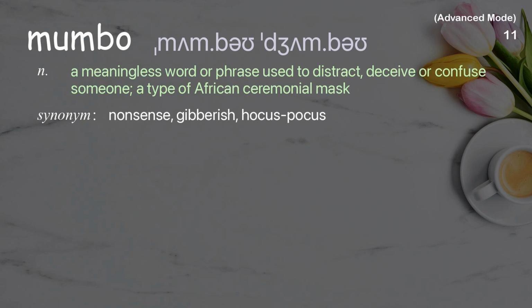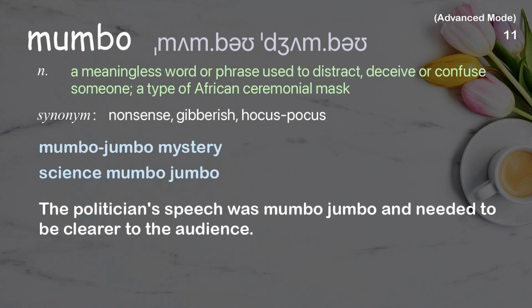Mumbo. A meaningless word or phrase used to distract, deceive or confuse someone, a type of African ceremonial mask. Examples: Mumbo-jumbo mystery. Science mumbo-jumbo. The politician's speech was mumbo-jumbo and needed to be clearer to the audience.